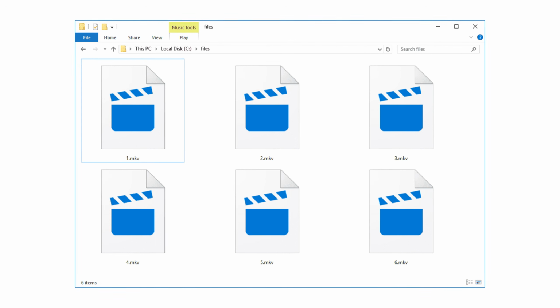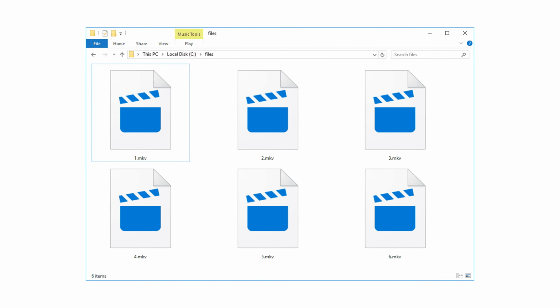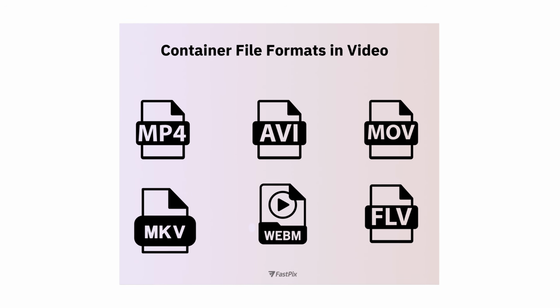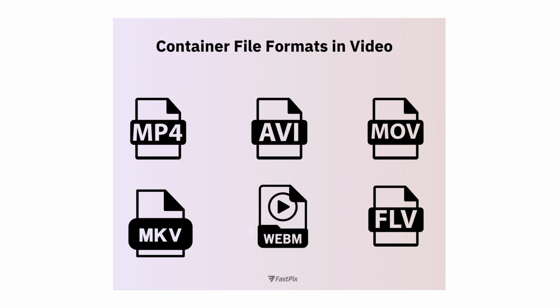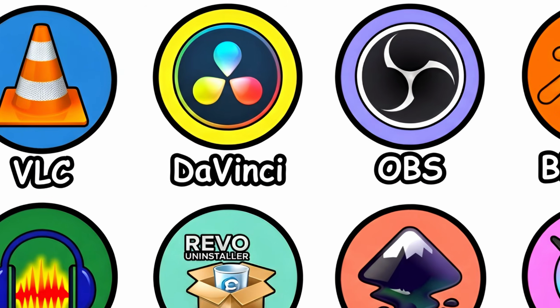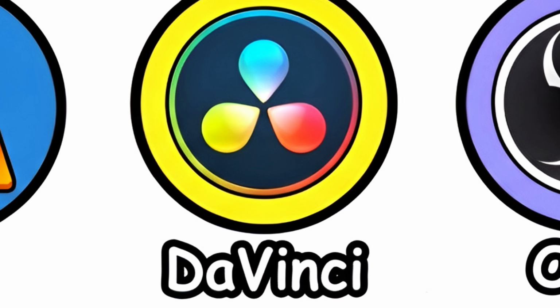When you open a file in VLC, it first identifies the container format, things like MP4, MKV, or AVI, which is basically the box holding the video and audio tracks together, and runs the right decoder to decompress and play it. Number 2, DaVinci Resolve.